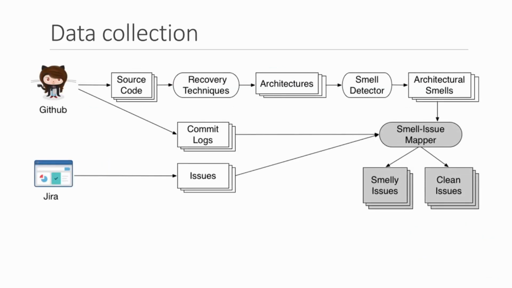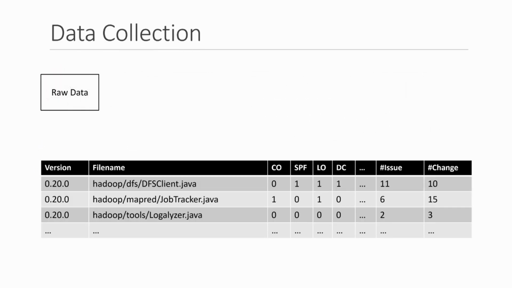Here is the data pipeline we use to collect the data. For each particular version, we have a list of files in that version, and we have the list of features related to that. Here, the features are whether that file has been affected by a smell or not. The output in this case is a list of issues and changes related to that file in that version. The goal is to use the features to predict the output.